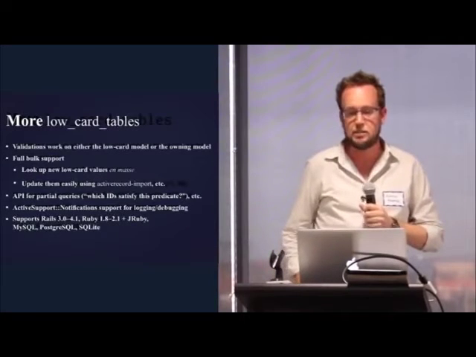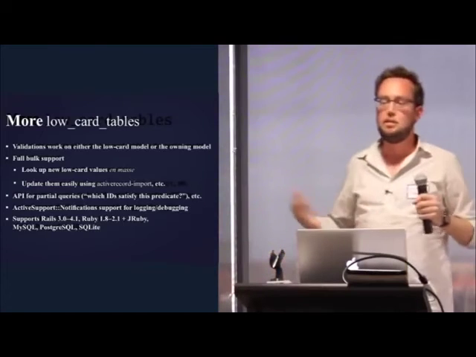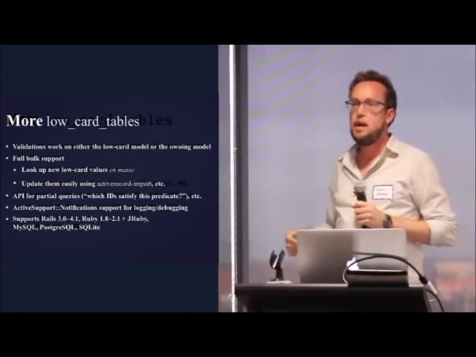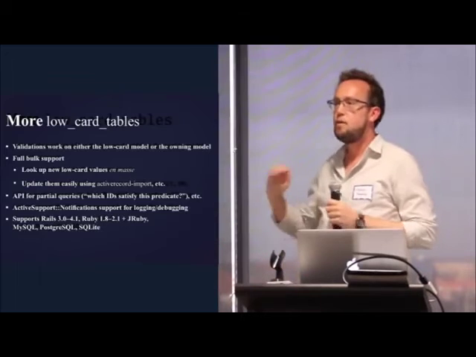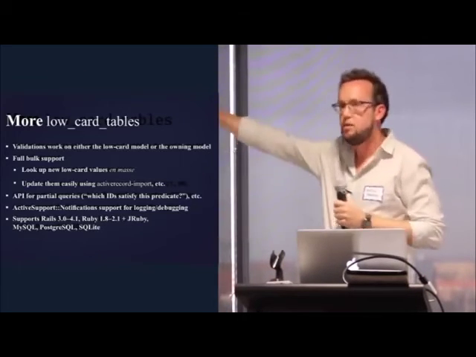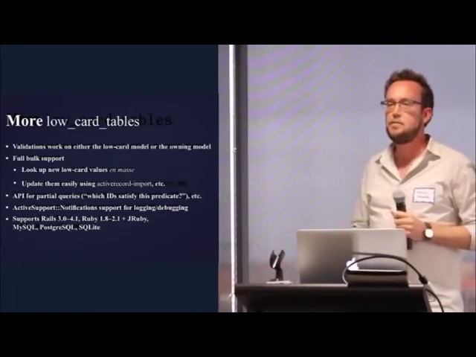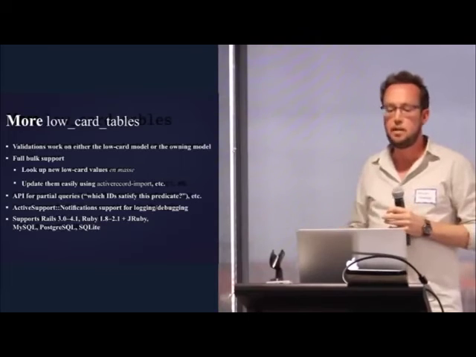A few last pieces of this. There's also full bulk support. I've often had the problem of like, I need to import users in batches of 100,000. There are APIs that let you sort of collect those users, and very efficiently, in 1 or 2 queries, it will find and then create all the values in the lookup table it needs to handle. There are APIs for partial queries, and there's ActiveSupport notifications if you want to watch what's happening with this.